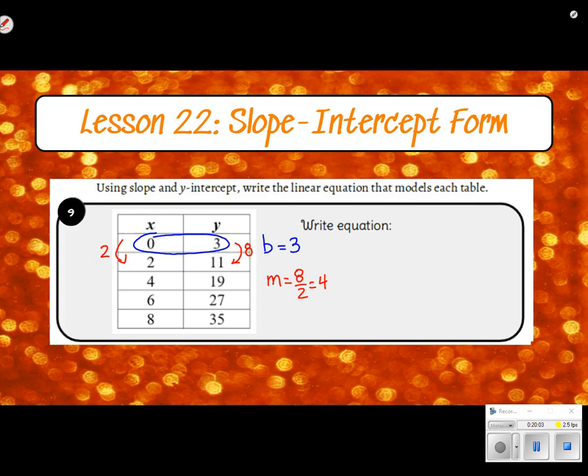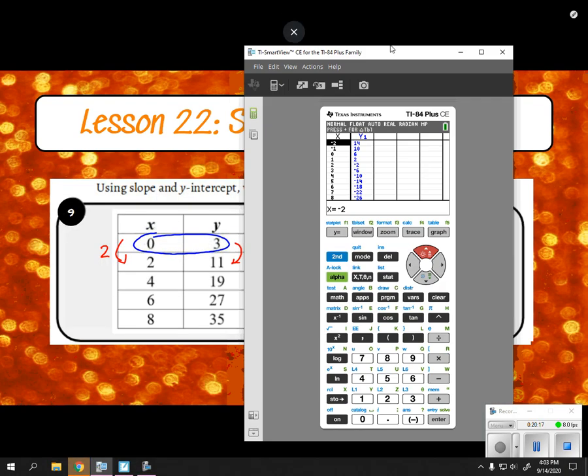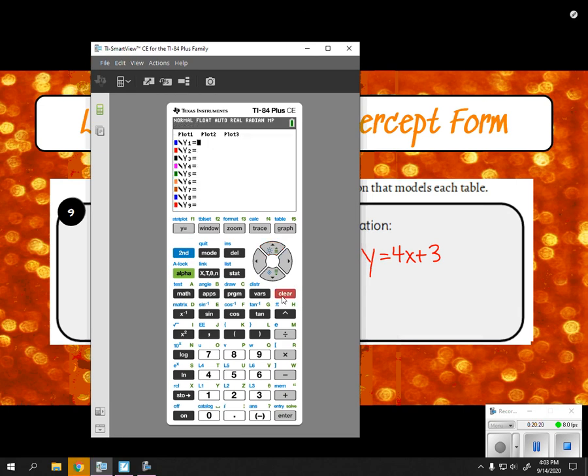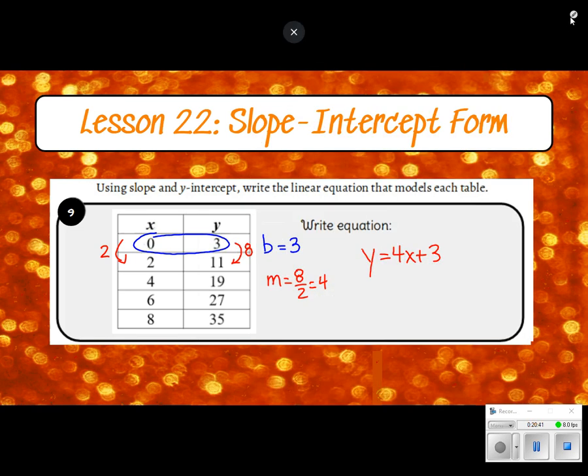And now we're going to write our equation. Y equals 4x plus 3. Let's check it out. Let's look at the calculator. See, and you could plug them in by hand if you want to as well. 4x plus 3. And then we're going to go to the table, and then we're going to compare. So I've got 0, 3, 2, 11, 4, 19, 6, 27, 8, 35. So I wrote it correctly. So it's always good to have a way to check.